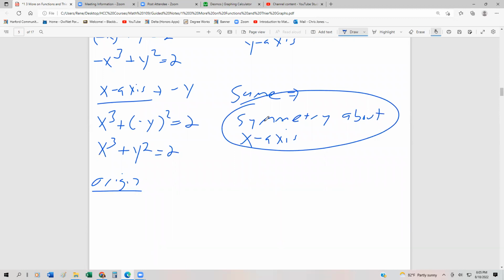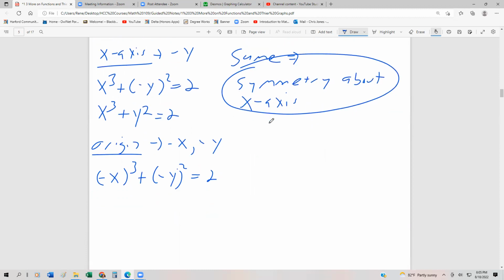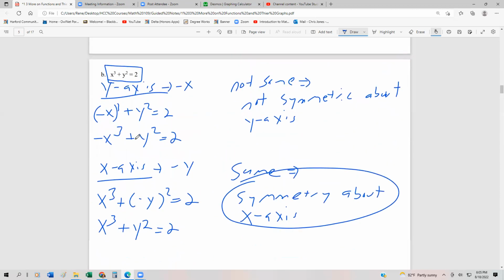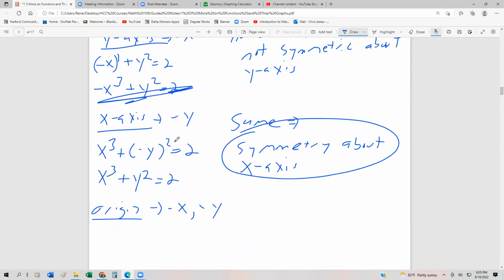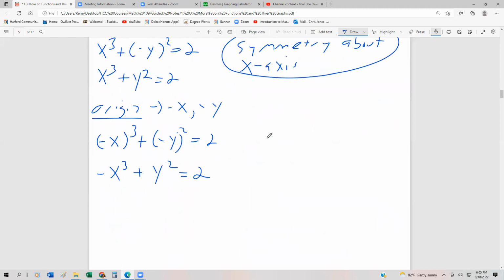All right, so for the origin, remember you plug in negative x and negative y. And so this becomes negative x cubed plus negative y squared equals 2. The x cubed is going to keep its sign because it's an odd power. The y is going to go back to positive because it's an even power. And notice that, again, this is not the same. In fact, we get the same result as the y-axis test. And so that means they're not the same, and so that means there is no symmetry about the origin.